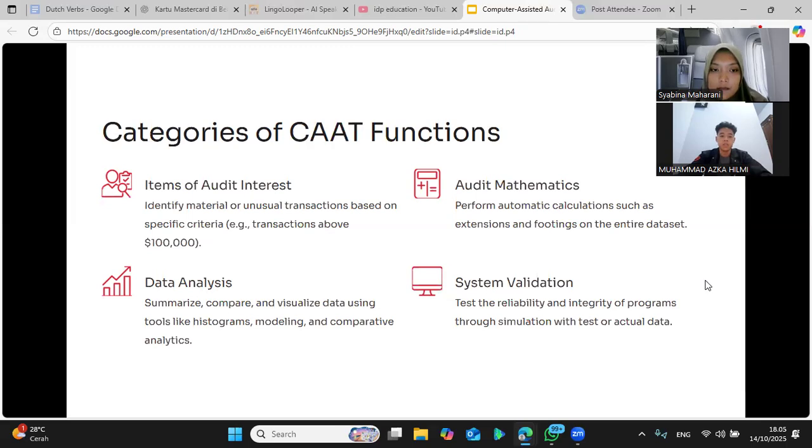They should summarize, compare, and visualize data using tools like histograms, modeling, and comparative analytics. Then there would be audit mathematics, is to perform automatic calculations such as extensions or footings on the entire dataset of the audit data. Then there would be system validation. It is the test of reliability and integrity of programs through simulation with test or actual data.